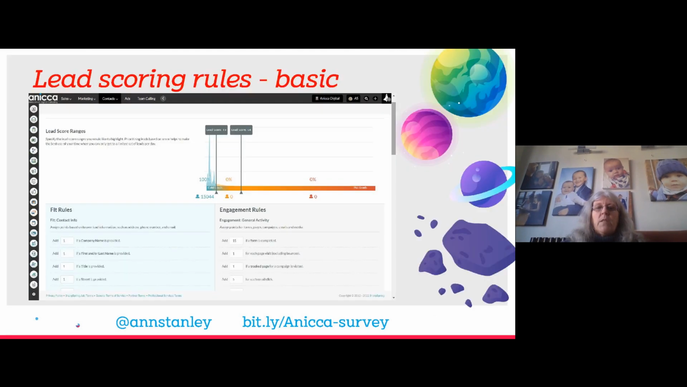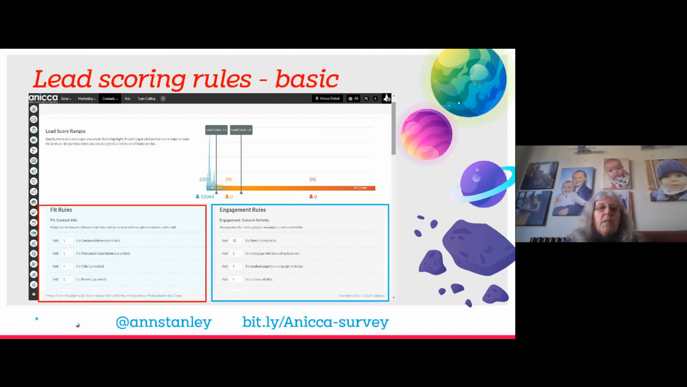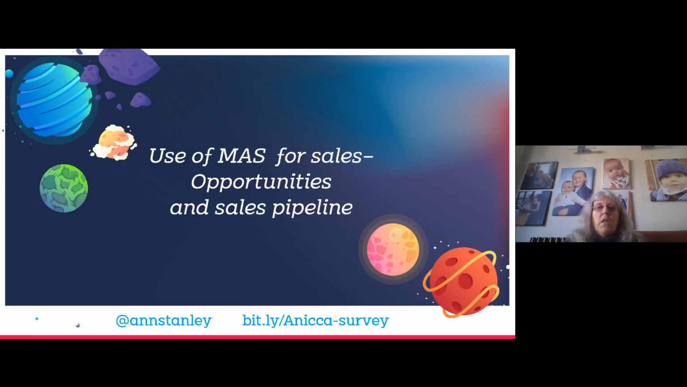So, use of marketing automation for lead scoring. Basically, there's two types here. There's rules around what they fill in the form, and then there's rules around engagement. You can do more advanced versions as well if you want.